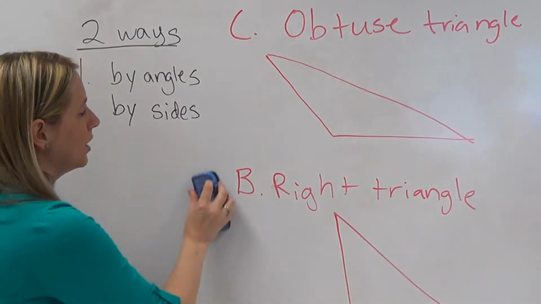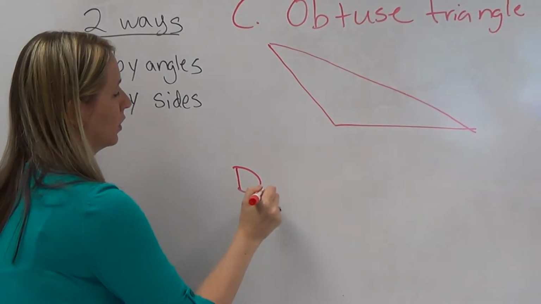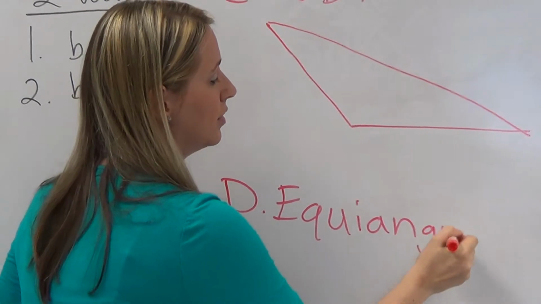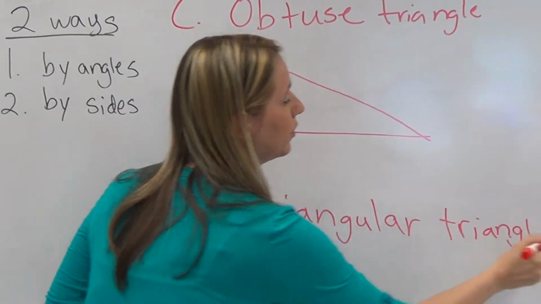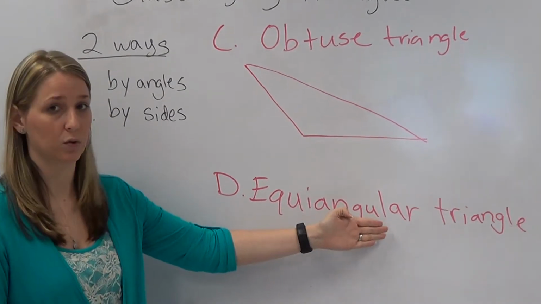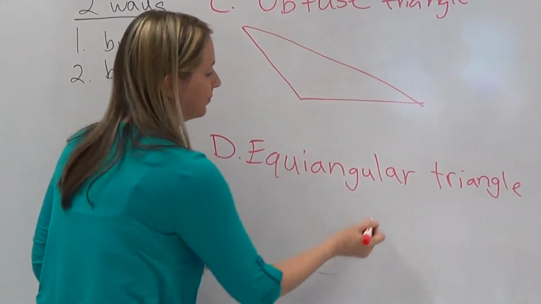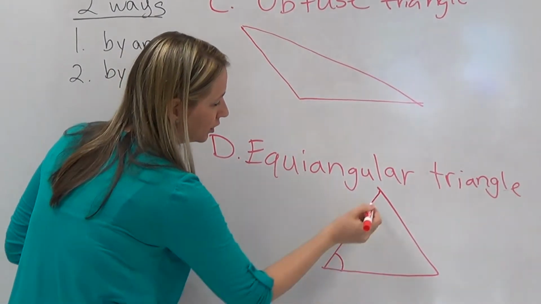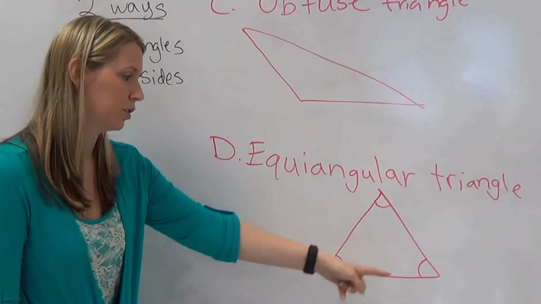And then our last one for the angles is called, it's kind of a long word, a little bit hard to say, but it's equiangular triangle. If you think of the word equiangular, equal means equal, okay? And then angular means angle, so it's equal angles. So all three angles in an equiangular triangle are congruent, they're the same. So an equiangular triangle often looks like this, showing that all three angles are congruent.